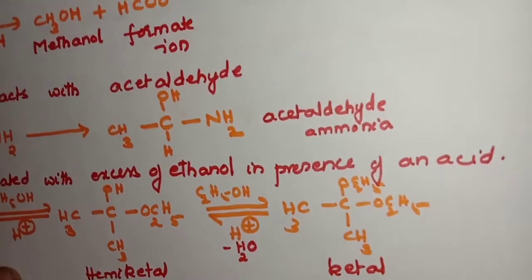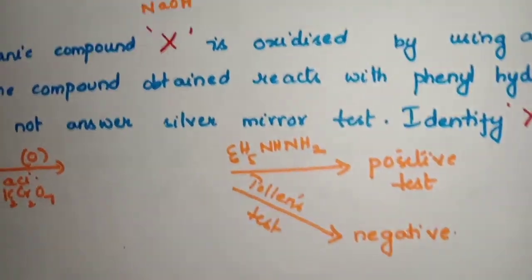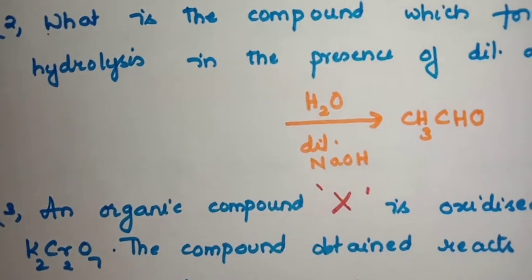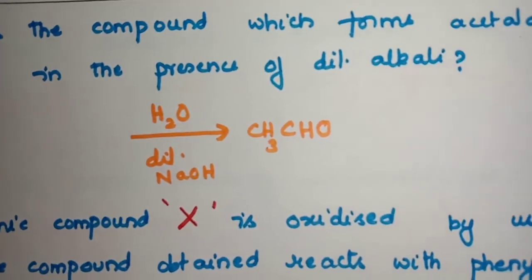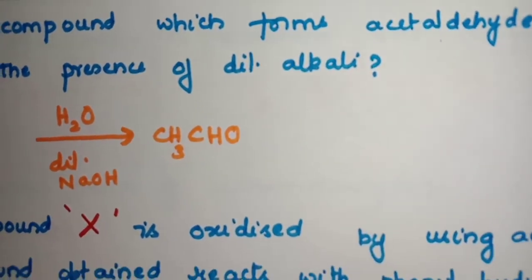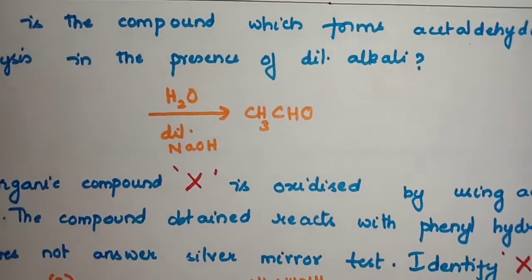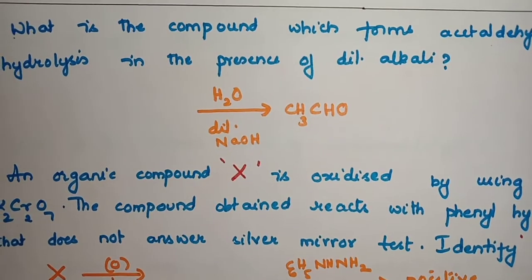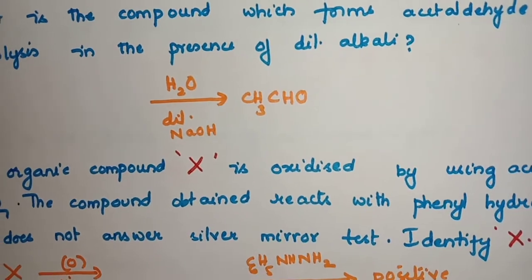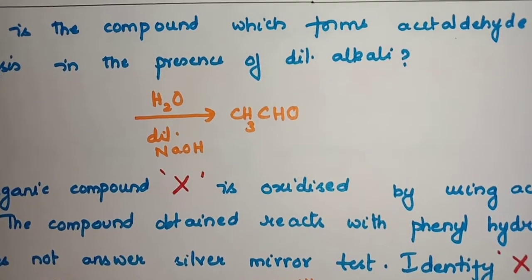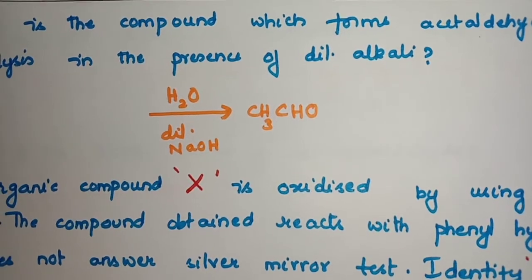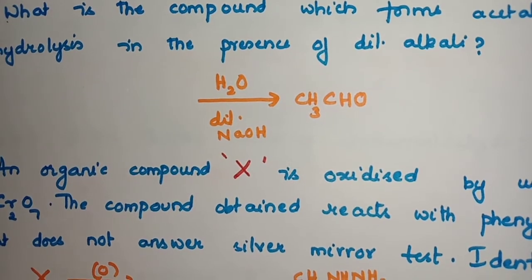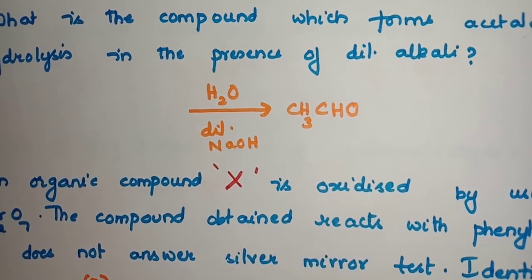Okay. Next. Second question. What is the compound which forms acetaldehyde on hydrolysis in the presence of dilute alkali? Here the product obtained is given and how the reaction is taking place is also given. But we need to know the starting compound. So which compound gives acetaldehyde on hydrolysis in the presence of dilute alkali?